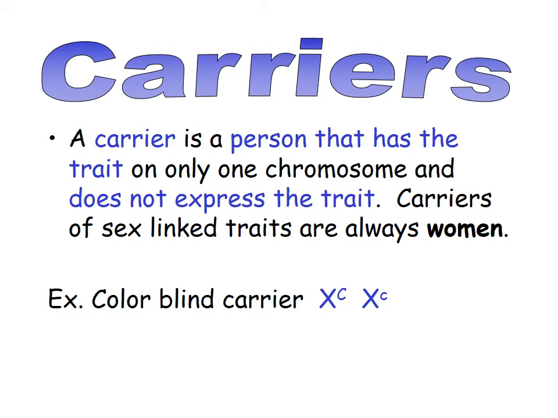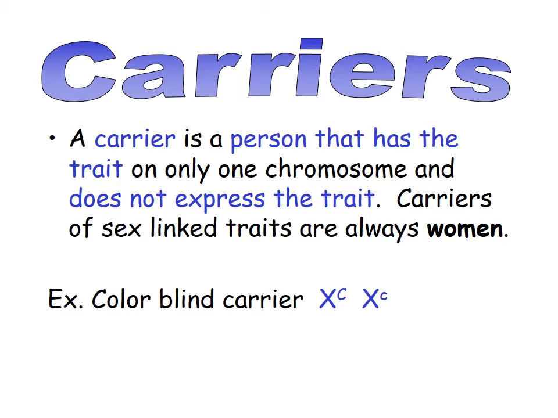We have a new vocab word for this part of the lesson. It is a carrier. A carrier is a person that has the trait on only 1 chromosome and does not express it. So a carrier is heterozygous for that trait. A carrier of a sex-linked trait has to be a woman, and that is something I will test you on. Only females can be carriers of sex-linked traits because you have to have 1 good copy and 1 bad copy, a dominant and a recessive copy.